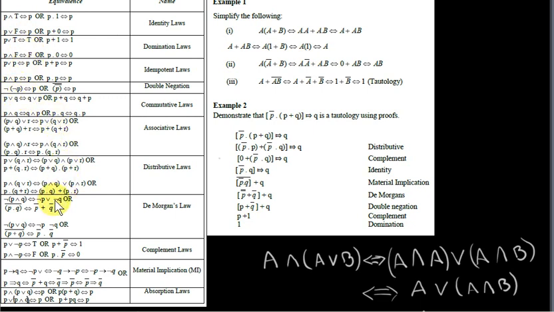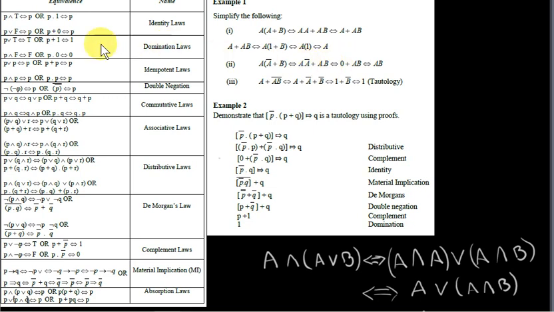So if we go down here, we see the complement laws. P and its negation is equivalent to false, or zero. So we can replace, sorry, A dot A bar inside the brackets with 0. So now we have 0 or AB.